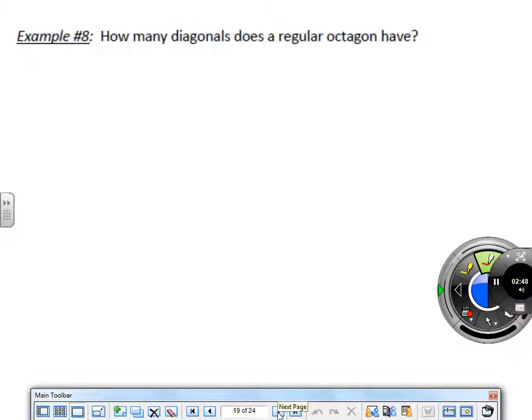All right. How many diagonals does a regular octagon have? I feel like our class is basically like a puzzle class right now. Like we just put up a new problem, and it's like a new puzzle for us to figure out, right? So how many diagonals does a regular octagon have?